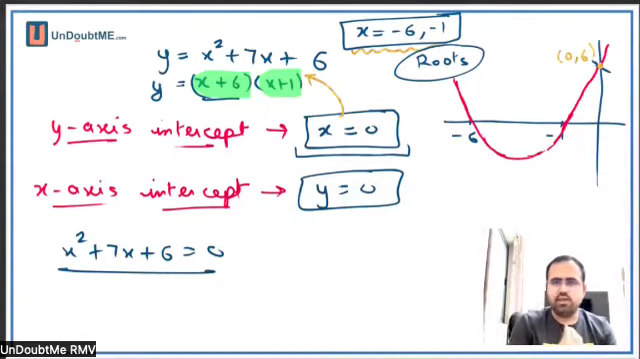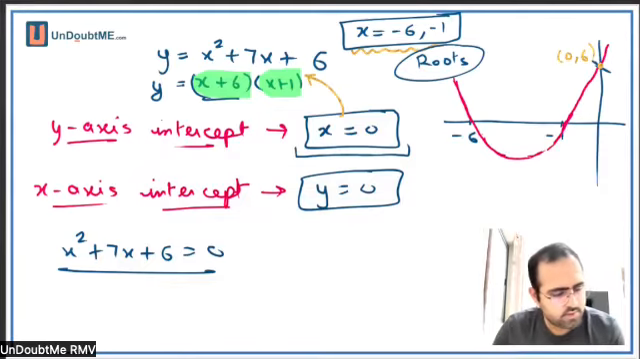Yes, sir. So these are basically roots. It just means that if we put x is equal to 0, then we'll find the exact place of y, and if we put y is equal to 0, we'll find the exact place of x. That's what this means, right? Yes, yes.